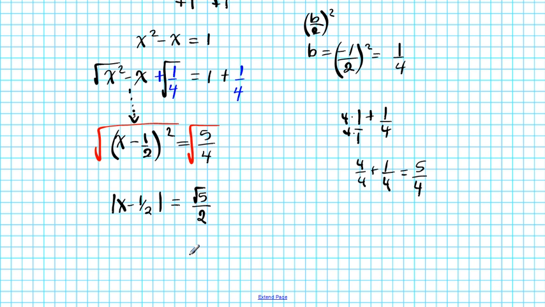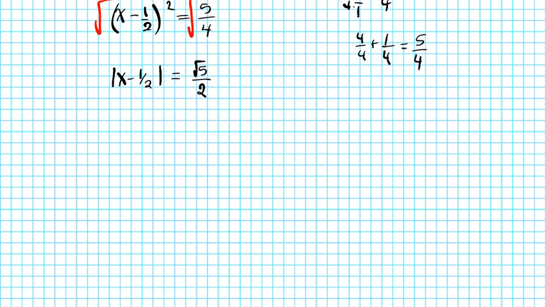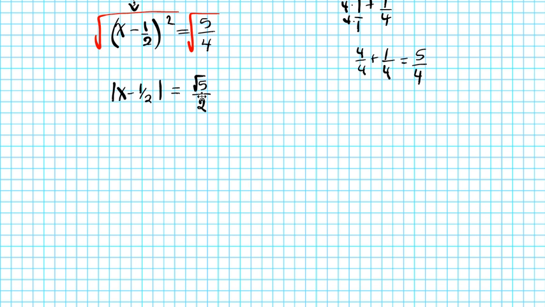Another way of expressing absolute value is the distance from 0 left or right. Going to the left is negative, going to the right is positive. So I'm going to write this as plus or minus. This is what absolute value means. Minus to the left, positive to the right. x minus 1/2 equals plus or minus root 5 over 2. And then divide both sides by plus or minus.